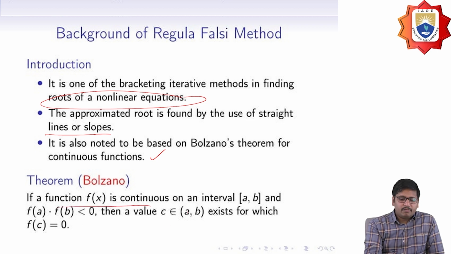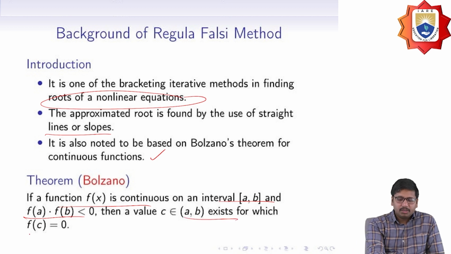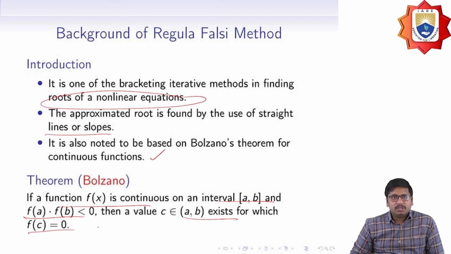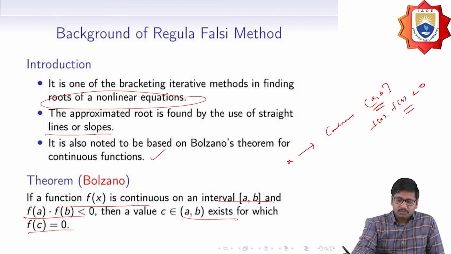If a function f(x) is continuous in the interval [a, b], and f(a) times f(b) is less than 0, then there exists c belonging to (a, b) for which f(c) equals 0. So if f(x) is a continuous function lying in the interval between a and b, such that f(a) times f(b) is less than 0, then I can say c belongs to (a, b) for which f(c) equals 0.